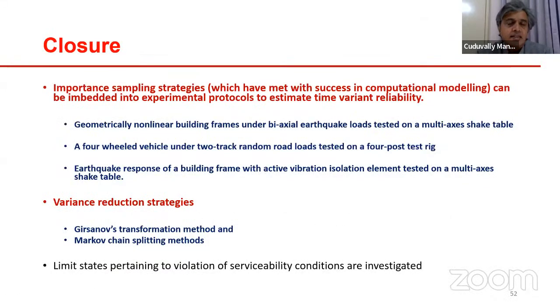So in closure, I would say that the importance sampling strategies which have met with success in computational modeling, we can embed them into experimental protocols to estimate time-variant reliability. What we have done is we have considered geometrically nonlinear building frames, biaxial earthquake support motions, and a 4-post rig with biaxial, 2-lane guideway unevenness, and even a structure with active control devices. And we have tried out 2 such sampling variance reduction strategies, namely the Girsanov transformation, that is a control force based method, and the Markov chain splitting methods. So far we have investigated limit states pertaining to violation of serviceability conditions.